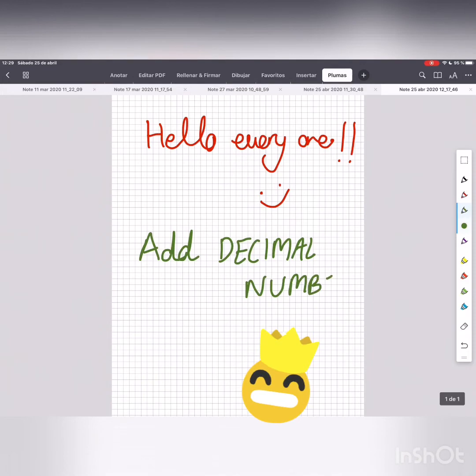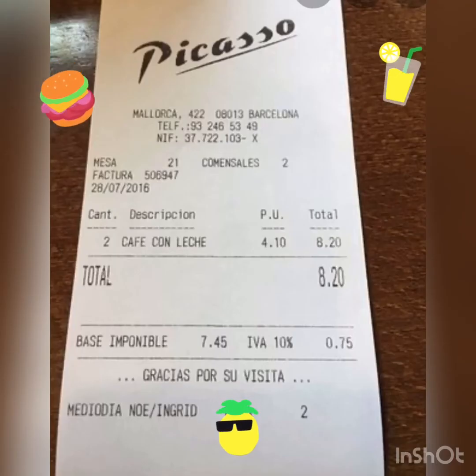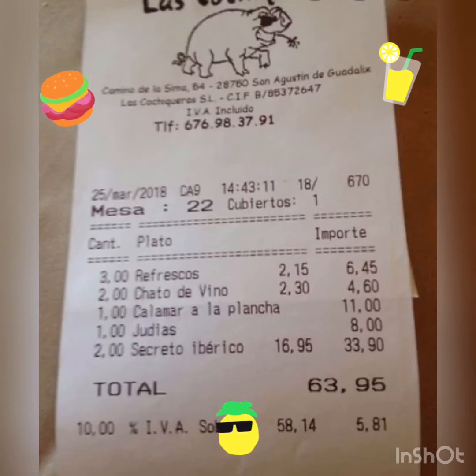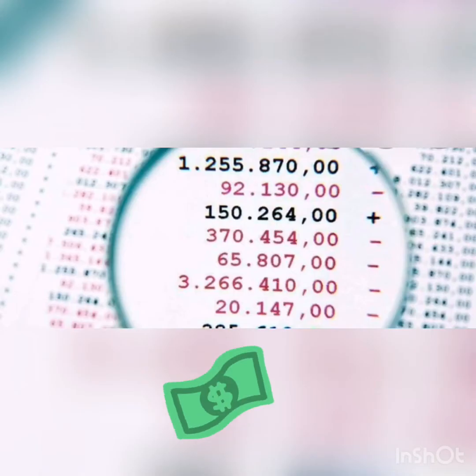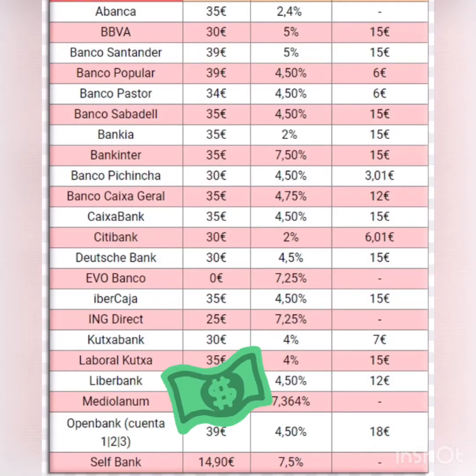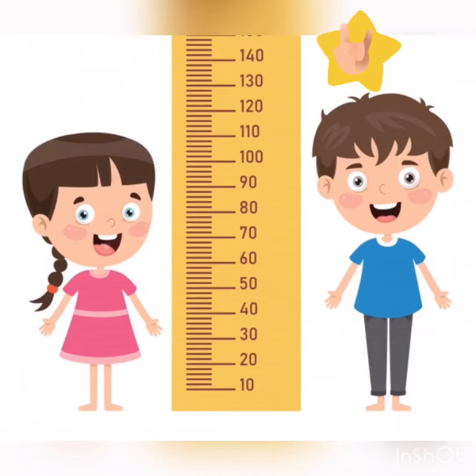So let's see. We can find them in the ticket of a bar, in the amount of money in a bank account, and in our age.